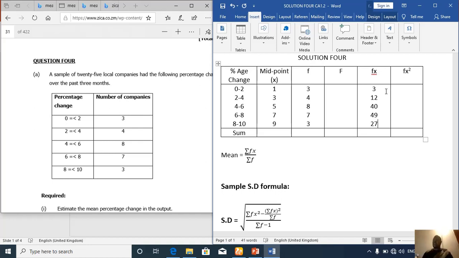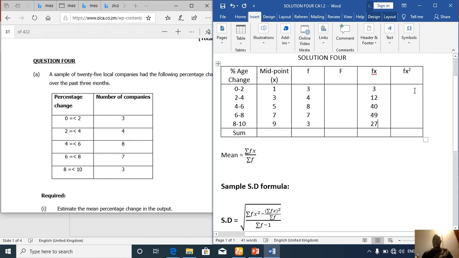So fx is simply the f value multiplied by the x value. So once you have worked out the x value, which are just midpoints, the frequency, of course, will always be given. So multiply the midpoints by the frequency, you will get your fx.